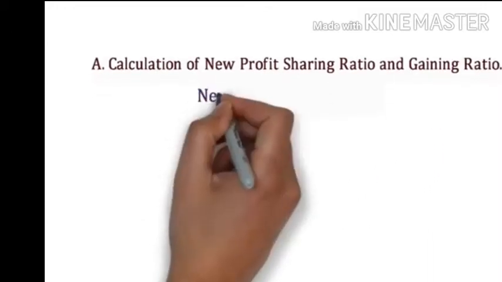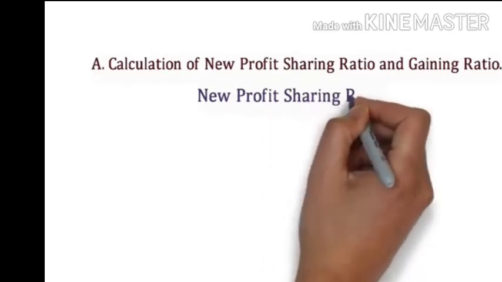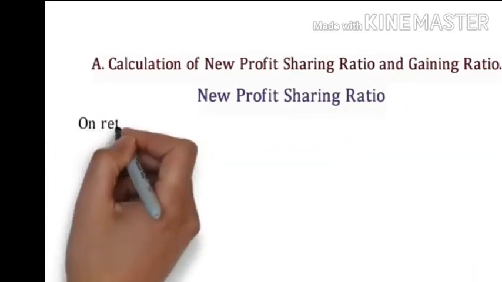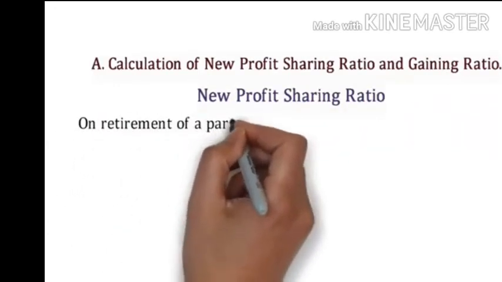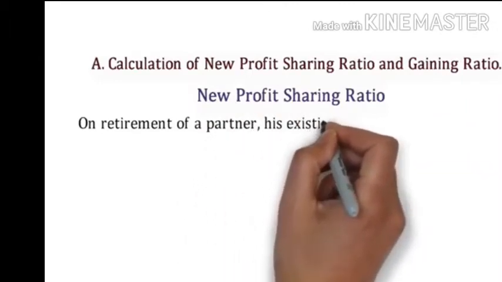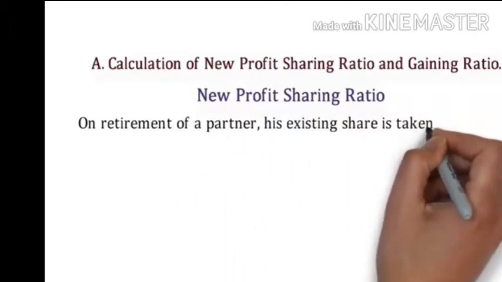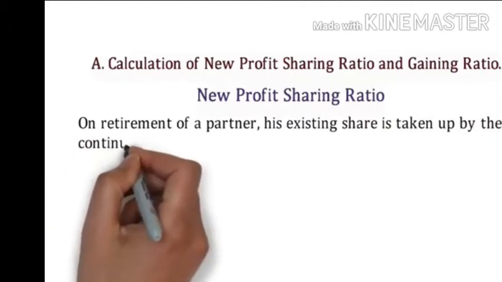How to calculate new profit sharing ratio? In that, we have two methods. Number 1, on retirement of partner, his existing share is taken up by the continuing partners.